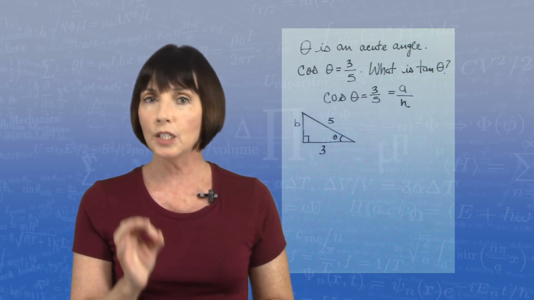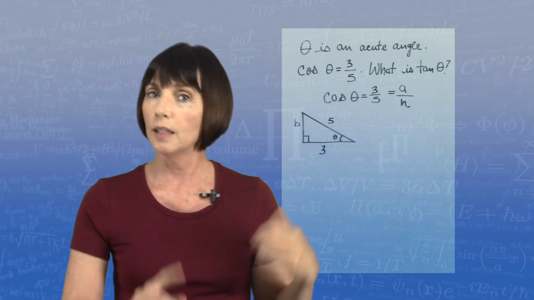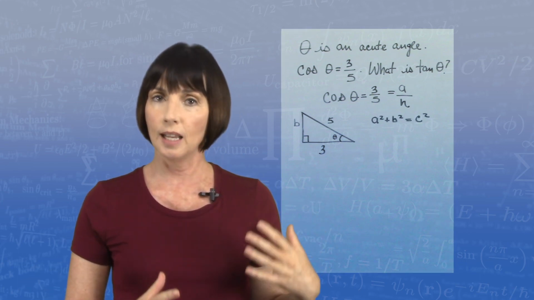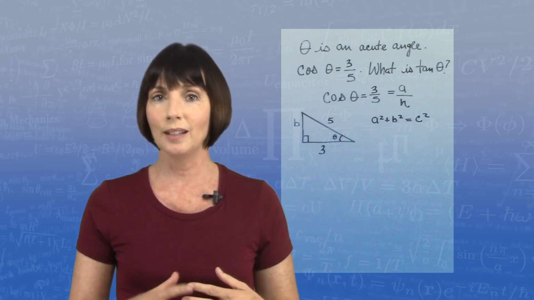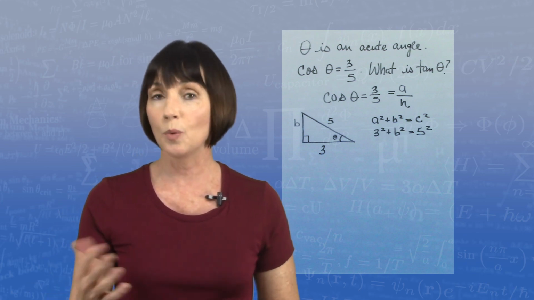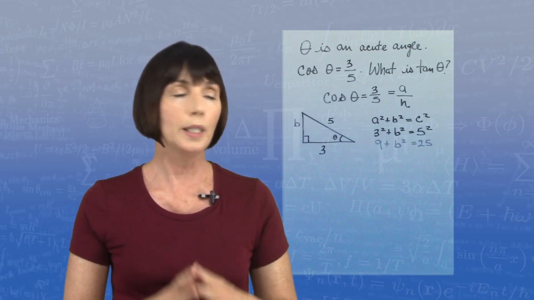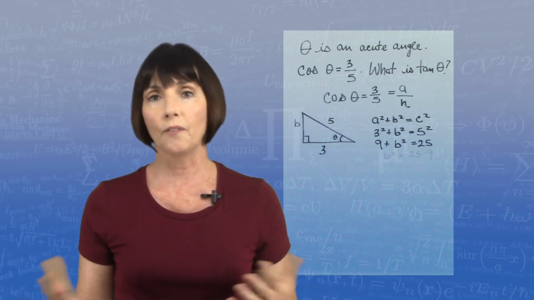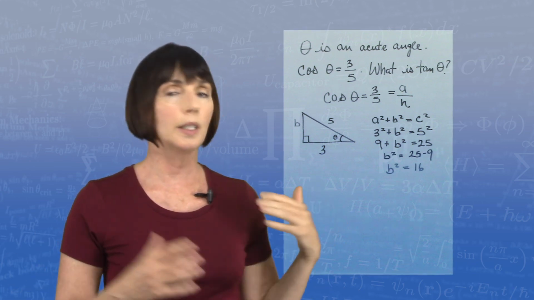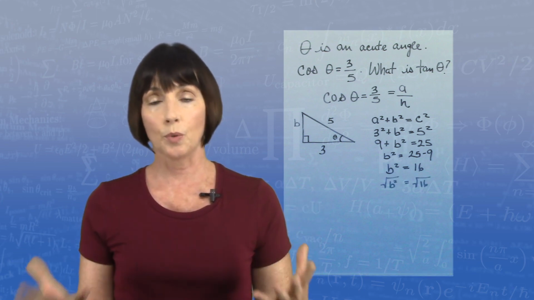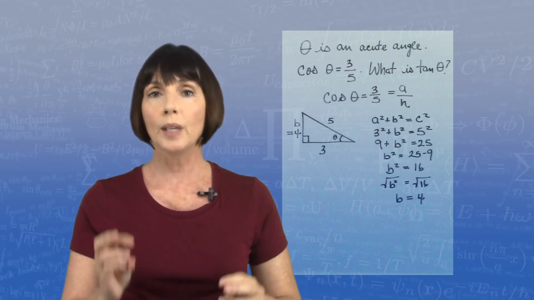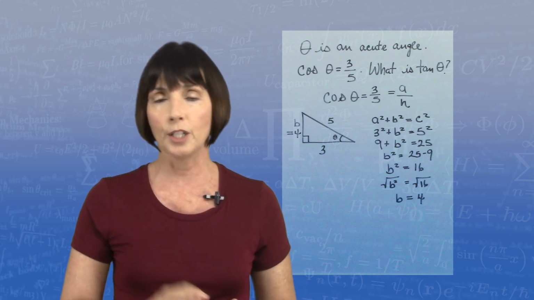Now, we need to find the length of the other leg, and we can do that with the Pythagorean theorem. So the Pythagorean theorem says that a squared plus b squared equals c squared. In our case, that means that 3 squared plus b squared equals 5 squared. So we get 9 plus b squared equals 25, subtract 9 from both sides, and we get that b squared equals 16. Now we take the square root of both sides, and we get that b is equal to 4. So now we have the length of all three sides of our right triangle.